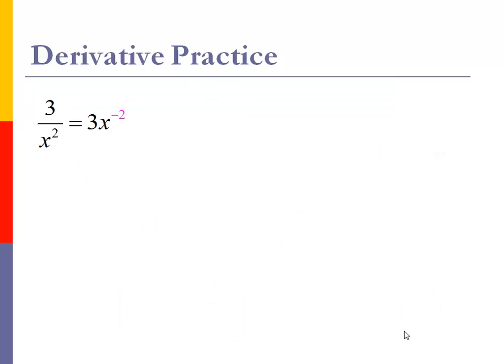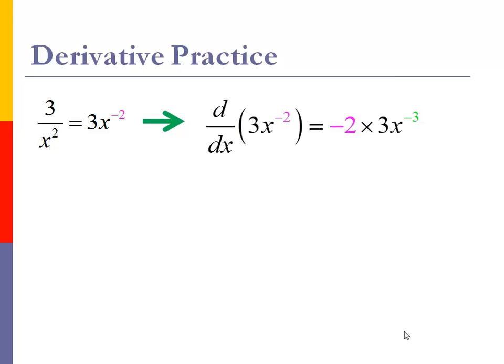Okay, so the first one I want to do is the function 3 over x squared. Before taking the derivative, what we want to do is a rewrite. Bringing up that x squared, we rewrite it as x to the negative 2. Those are the same techniques we've already done before. Now that we have x to a power, we're ready to do the derivative.